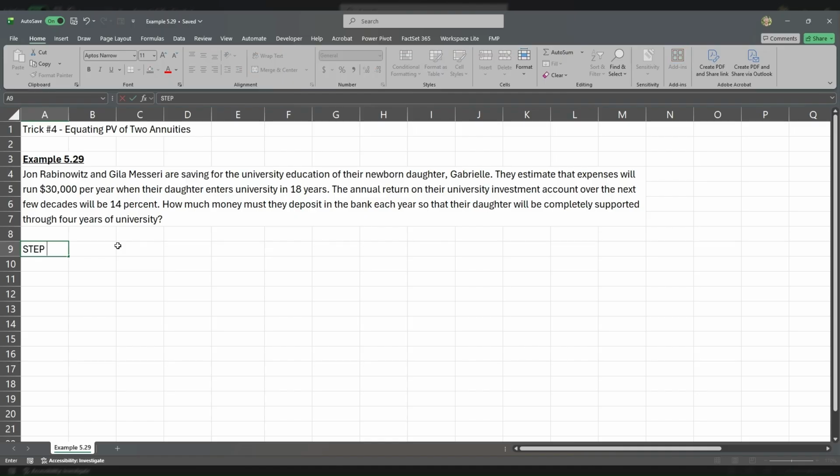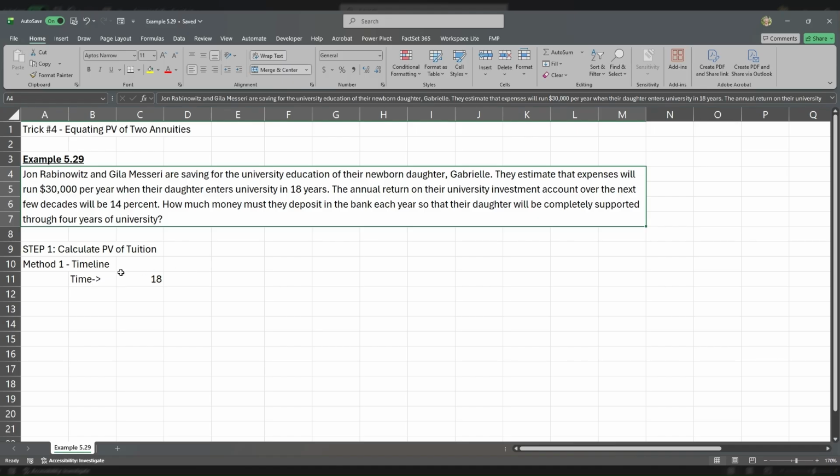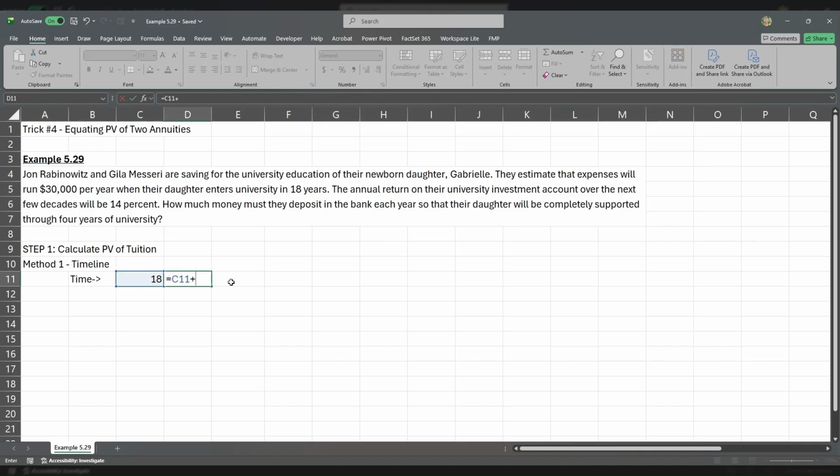So, step one will be calculate PV of tuition. We can do this in many different methods. I'm going to do this in two different methods. Method one, I'm going to do as a timeline. And so what I'll do is structure the time here. And because we're just calculating the PV of the tuition, I'm going to just start my timeline at period number 18 because this is when the daughter enters university. And they have 4 years of university, so 18, 19, 20, and 21.